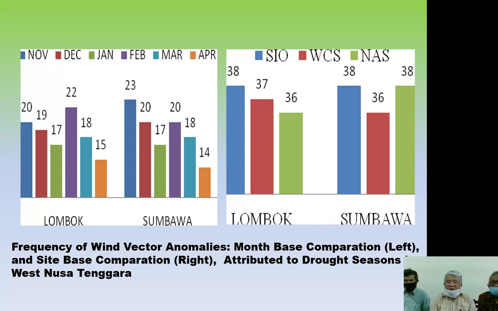If we see the effect of different locus of wind anomaly, South Indian Ocean has the same effect both in Lombok and Sumbawa. However, west coast of Sumatra affected Lombok more than Sumbawa. On the other hand, Natuna Seas affected Sumbawa more than Lombok.